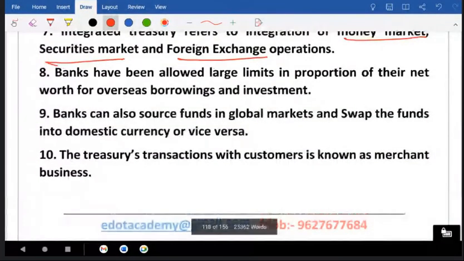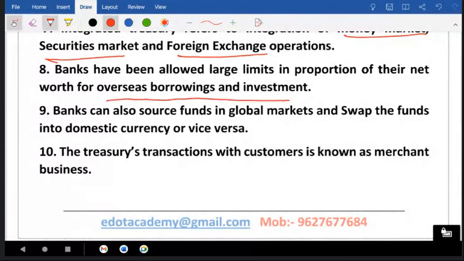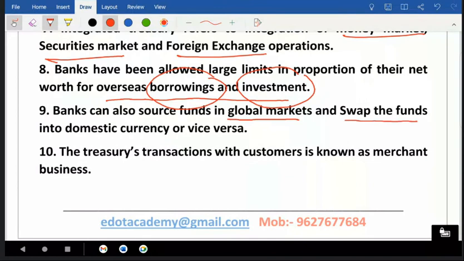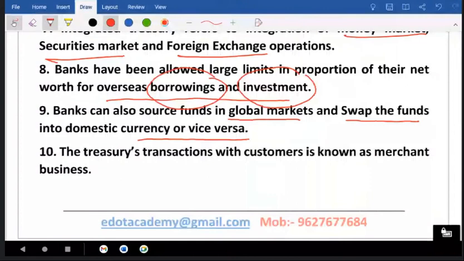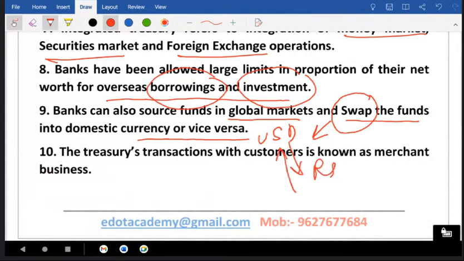Now RBI has allowed banks that they can do borrowing from other countries and invest in other countries. That means now banks are involved in international business also. Banks can also source funds from the global market and swap the funds into domestic currency or vice versa. Swapping means changing, converting. That means banks can freely convert, like if they have USD, they can easily convert to Indian rupee, or if they want Indian rupee to USD, they can freely convert.